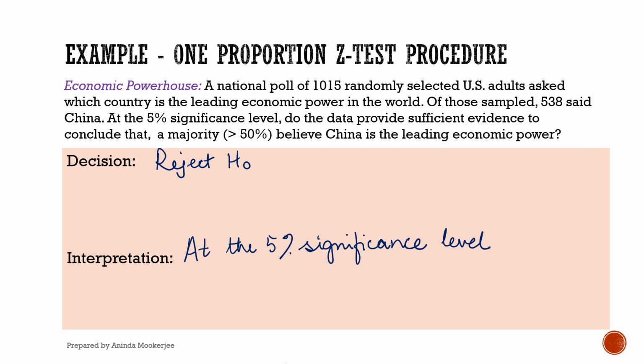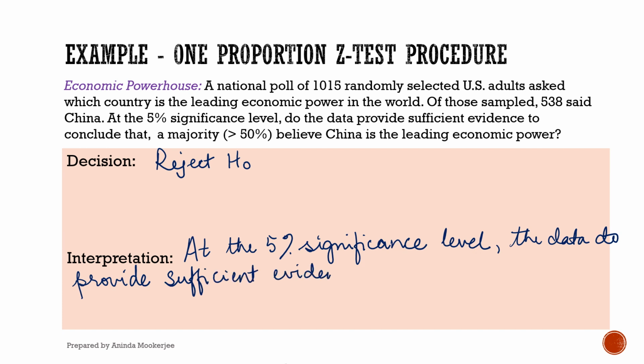So at the 5% significance level, the data do provide sufficient evidence, strong evidence. These are some of the wordings you can use. You just use sufficient evidence to conclude. Again, you have to interpret it in context of the problem that we are working on. So you can use the verbiage from the question itself. The question said at the 5% significance level, do the data provide sufficient evidence to conclude that a majority believe China is the leading power? Just use the wording after conclude.